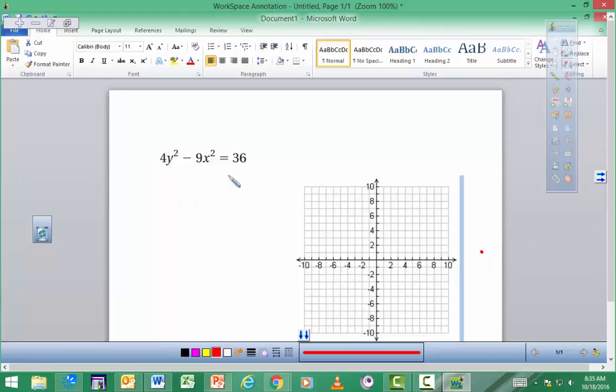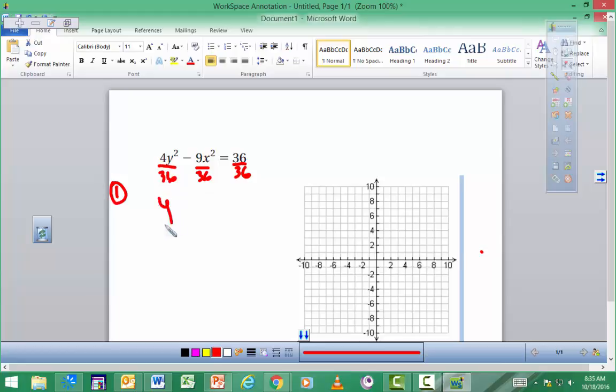Okay, guys, let's get going. So the first step is to write this in standard form. So I'm going to do that right here. You'll divide through by 36.